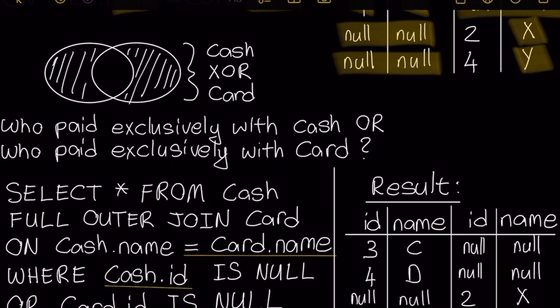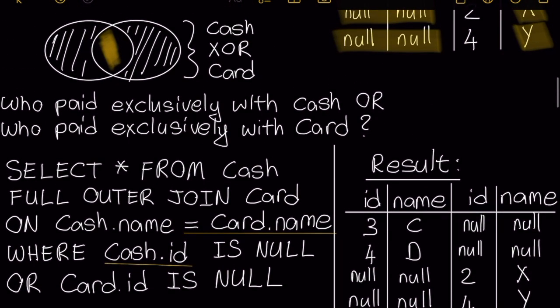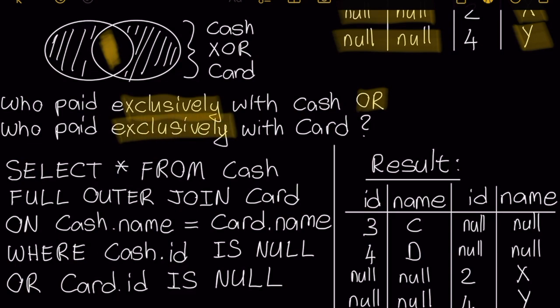Now there's also another way to look at this. What if we did not want the intersecting part? How would we do that? And how would we imagine that as a question? Well, the way we would put it is who paid exclusively with cash or who paid exclusively with card. Now this excludes the people who paid with cash and card.